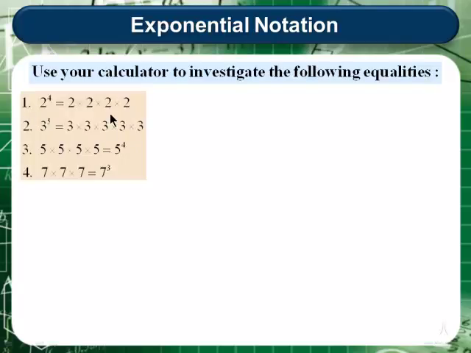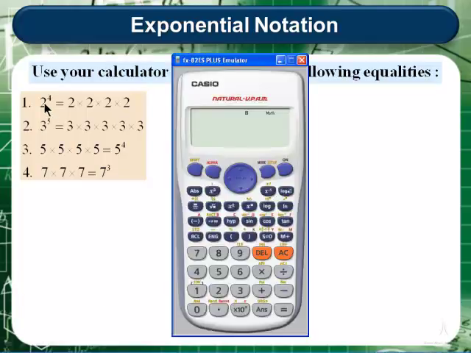Consider the 4 examples. In the first example we have 2 to the power 4, which simply means that we multiply the number 2 4 times by itself. In a similar way, 3 to the power 5, in this case we multiply the number 3 5 times by itself, and so on.